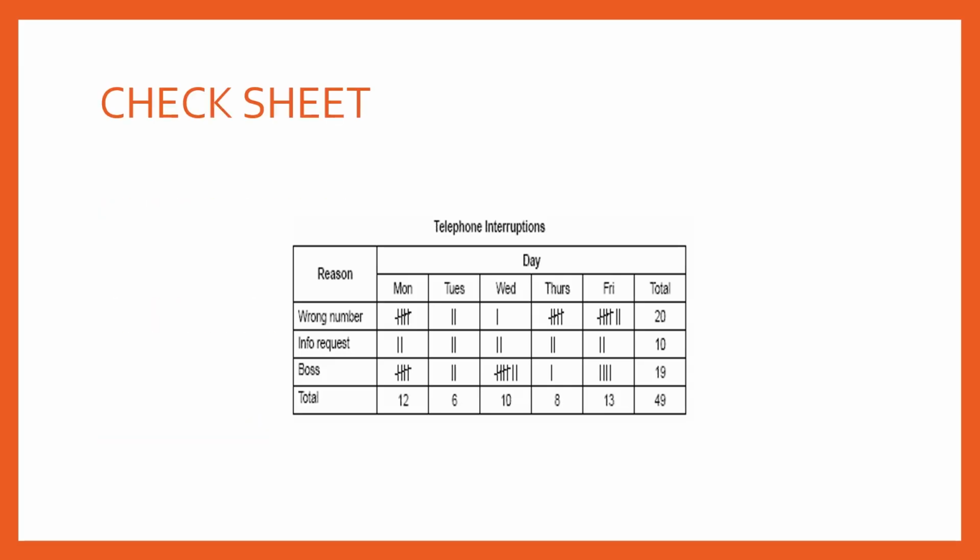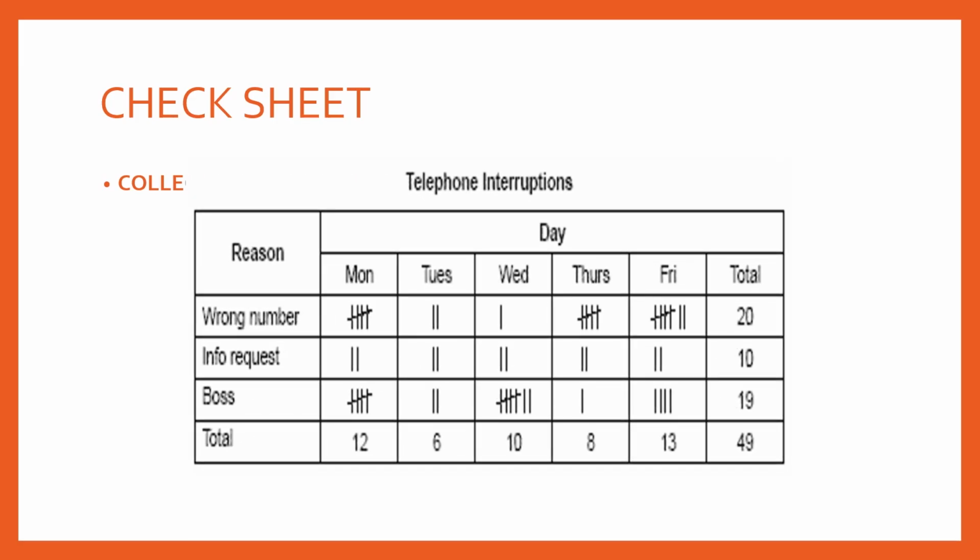For example, telephone interruptions on different days. If you put them in a tally sheet, you can see how many wrong numbers there were on Monday, Tuesday, Wednesday, up to Friday. Then info requests, how many were there on the telephone, 10. Boss, how many times called, 19. So how many in total? Where is the frequency more, which day has more frequency? All these things can be identified by means of the check sheet.